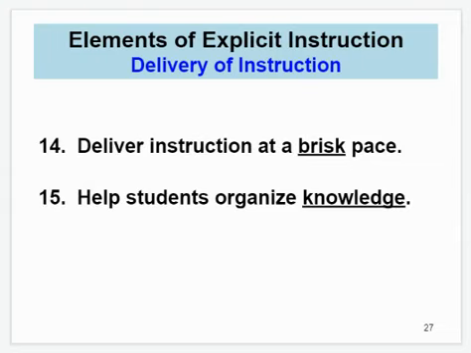Number 14, remember, there's nothing more boring than hearing wah, wah, wah, wah, wah. We need to be at a brisk pace, but not too fast that we leave people behind. A brisk pace means that we know our learners and that pace meets their needs. Not too slow that kids are bored. And remember, it's about this delivery approach and knowing our students.